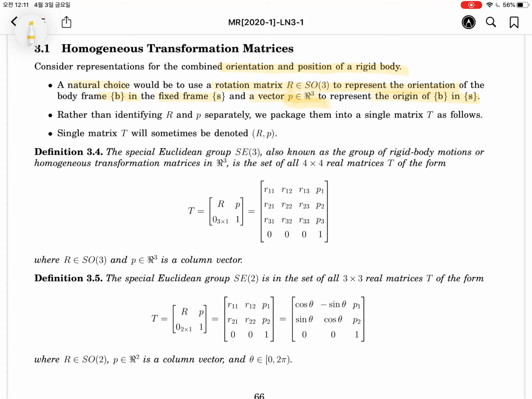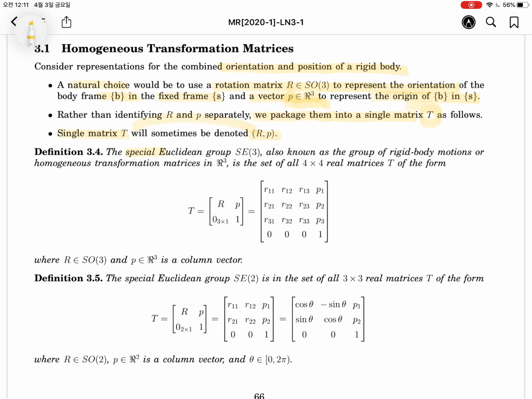In these lectures, we will combine both kinds of concept. We will package the rotation matrix and the position vector into a single matrix using a homogeneous transformation. Sometimes a single matrix T will be denoted by R and P. Those are saying the same thing.